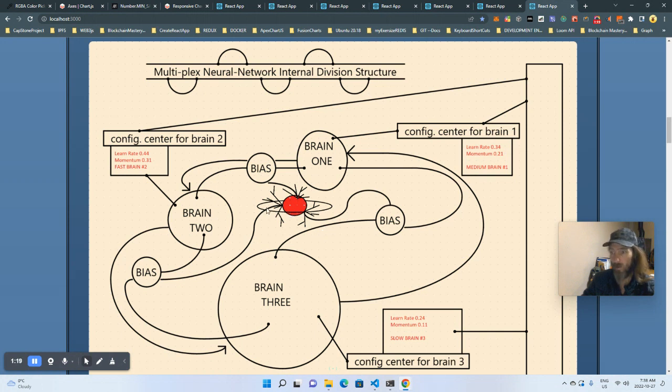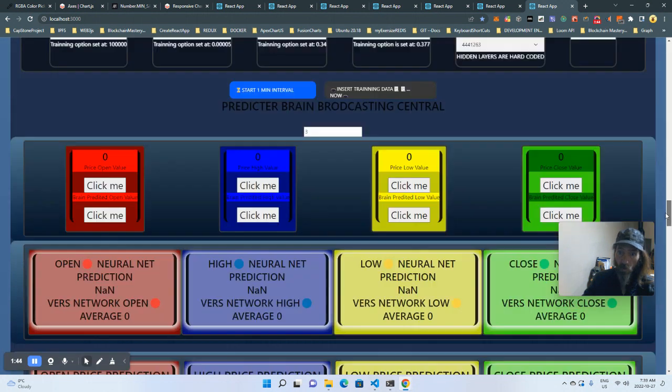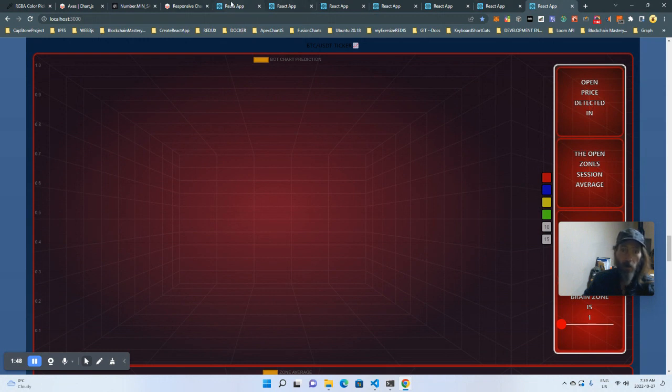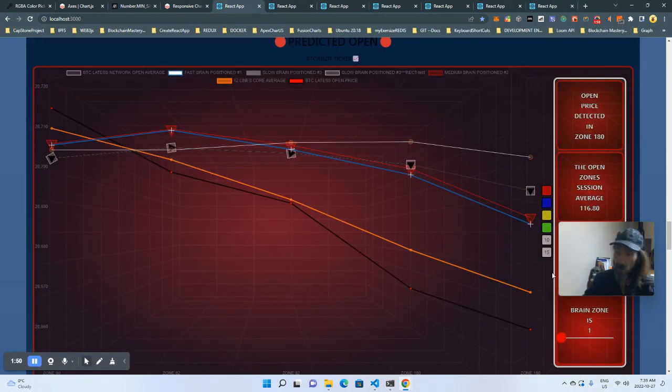The fast brain goes towards volatility. The fast brain reaches the price faster than the others. So within one or two minutes, the blue brain, the fast brain, exceeds those other lines, so it gives me a kind of direction. Like I said before, I've got some running right now.